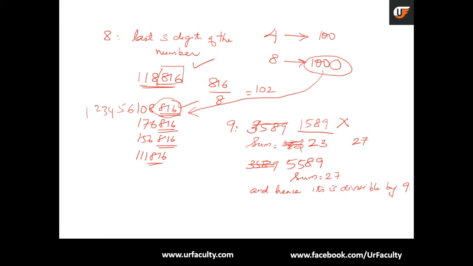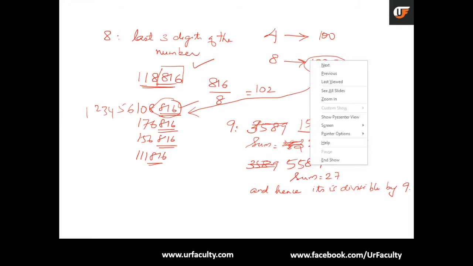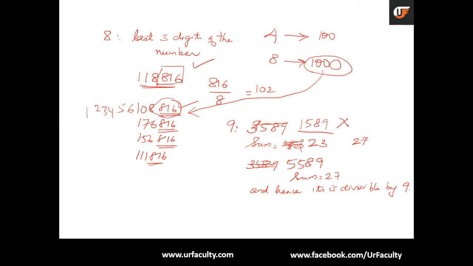The easiest way to do it is to make this 1 into 5, which would mean 5 plus 5 is 10, 10 plus 8 is 18, 18 plus 9 is 27. So we know that 27 is divisible by 9.